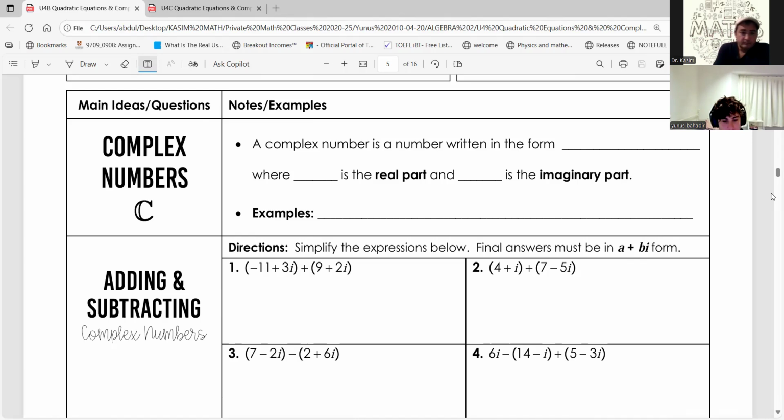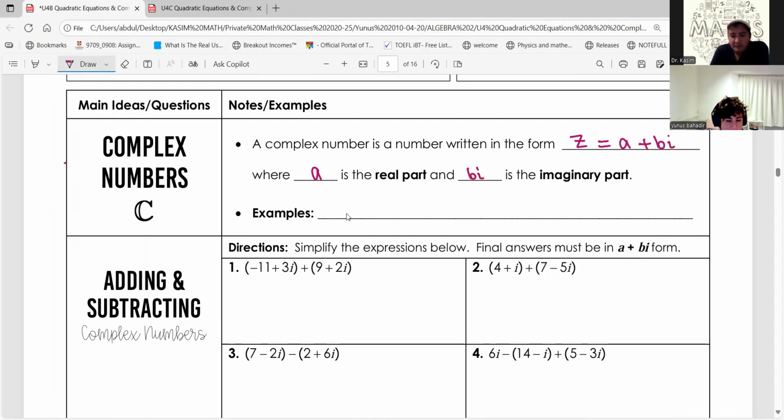Okay, Yunus, başlayalım. Can you read the first sentence? If you can fill in the blank, also fill it. Complex number is a number written in the form... What is the standard form of a complex number? Z, right? The complex number usually we write as z equals a plus b times i. Every complex number is written in standard form in this form, where a is the real part and the bi is the imaginary part.